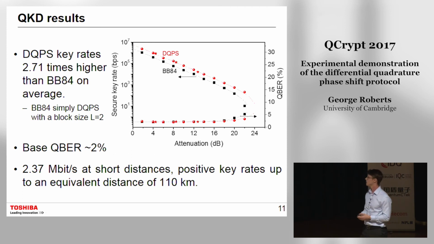The base QBA is very low because the phase inheritance between the master laser and the slave laser is very good. So we get a QBA of just 2%, and we're able to achieve megabit per second secure key rates at short distances and positive secure key rates up to a distance of 110 kilometers.